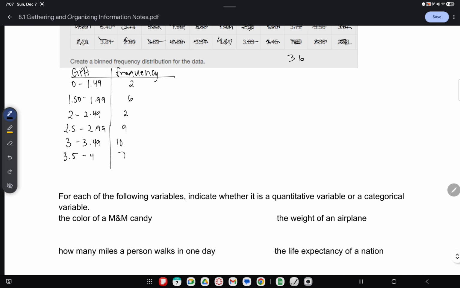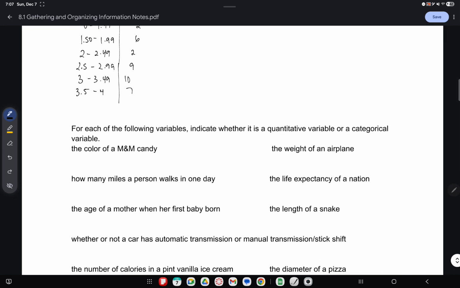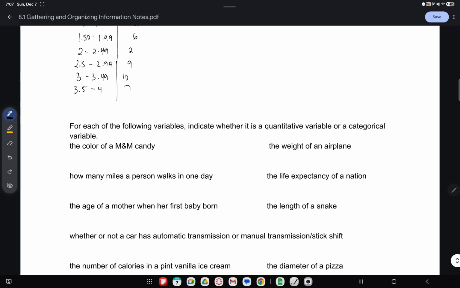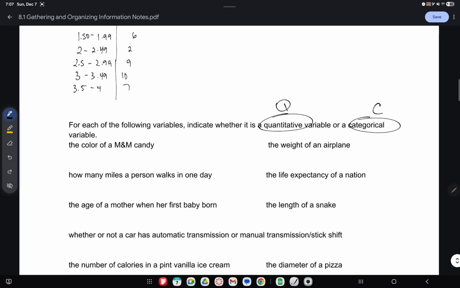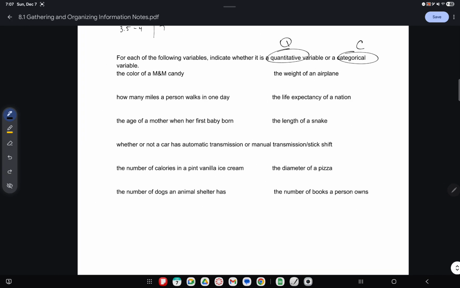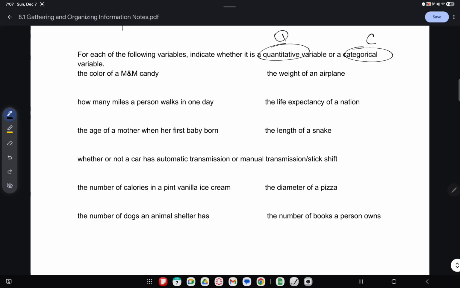All right, I'm going to look at these and figure out what category they go in. Do they fall into quantitative or categorical? So quantitative, I'll just put a Q. Categorical, I'll just put a C. And so let's figure out what goes where. The color of an M&M candy. It's going to be in colors, so it's going to be categorical.